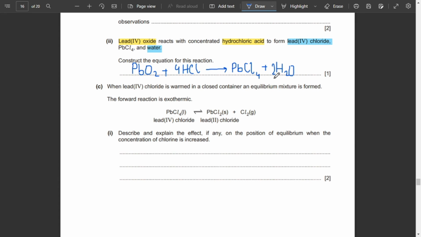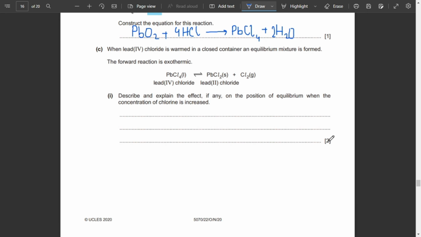When lead(IV) chloride is warmed in a closed container, an equilibrium mixture is formed. The forward reaction is exothermic. Describe and explain the effect, if any, on the position of equilibrium when the concentration of chlorine is increased. When the concentration of chlorine is increased, the reaction moves towards the left. That means towards the reactant side. And that is what you're going to write over here.